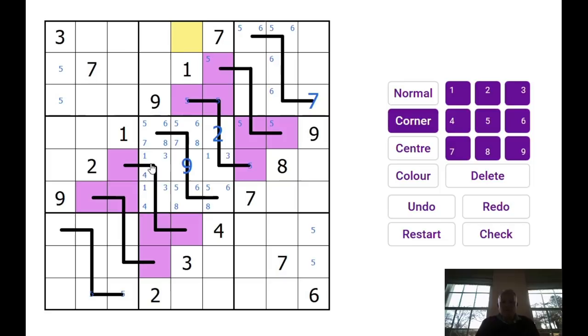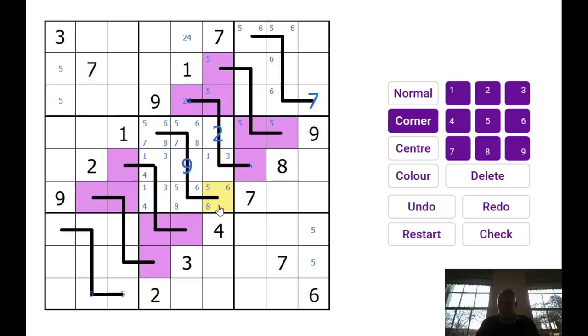And look, 4 there. 4 must be in one of those two cells and 4 there. There's also a 4 and a 2 in those two cells. So they're a pair. We can get rid now of the 5 possibility there. 5's definitely in that group there. So I'm going to take it out of the center and put it in the corner there.